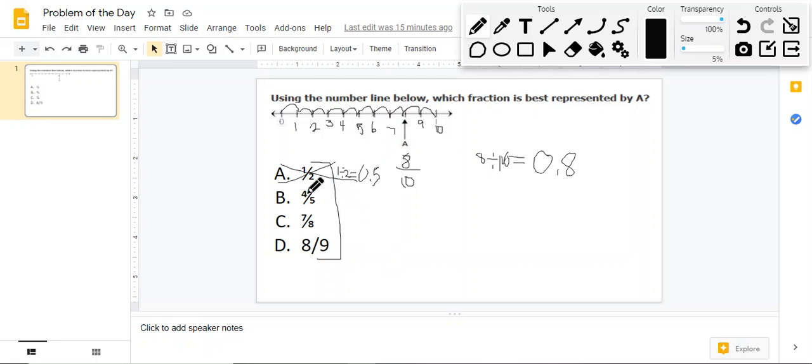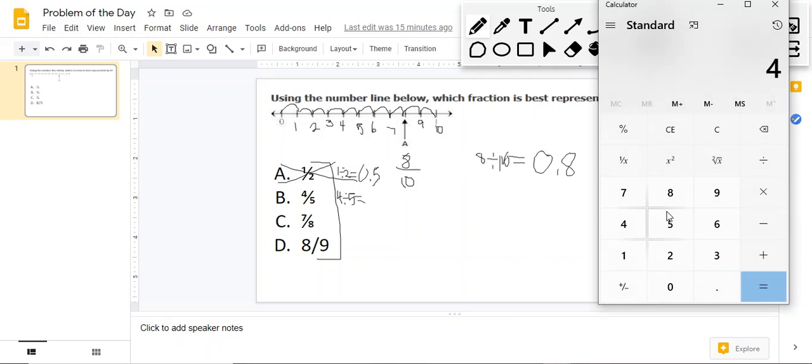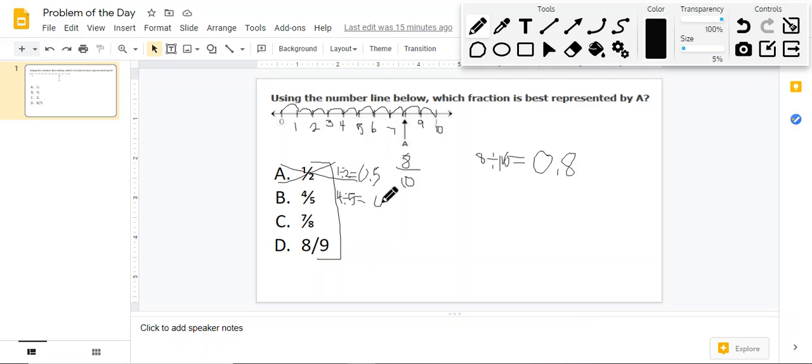Next, I'm going to try 4/5. I want to make it into a decimal by dividing 4 divided by 5. Pause the video right now and try on your own in your calculator. See what you get. See if it matches our 0.8. 4 divided by 5. Look, it equals 0.8. So that means that 4/5 is equal to 8/10. So B is our correct answer.